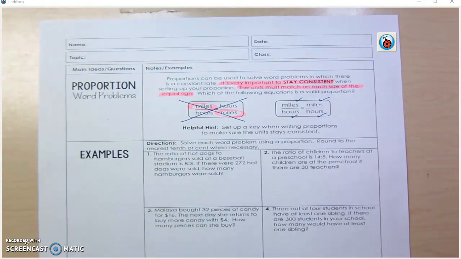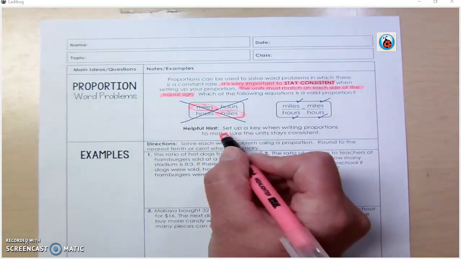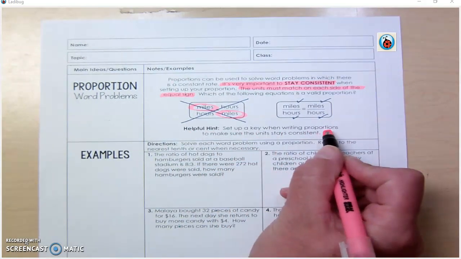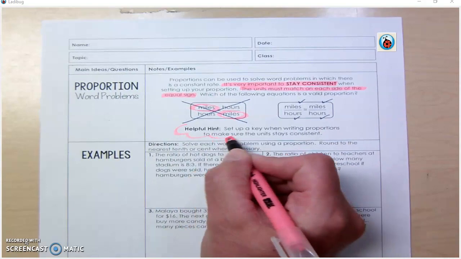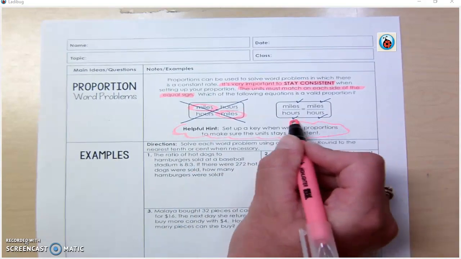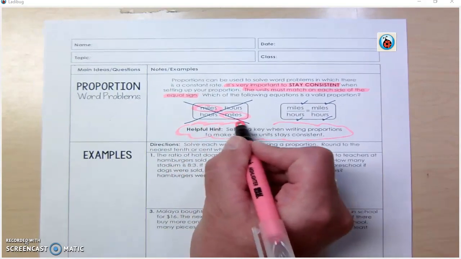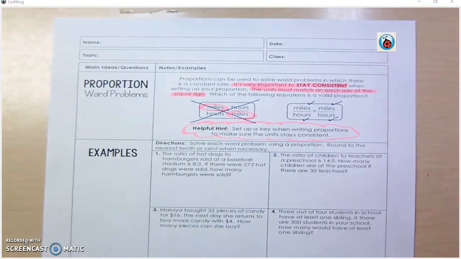So I really like this hint right here. It says, set up a key when writing proportions to make sure that the units stay consistent. We're definitely going to be following this hint as we work through our questions today.